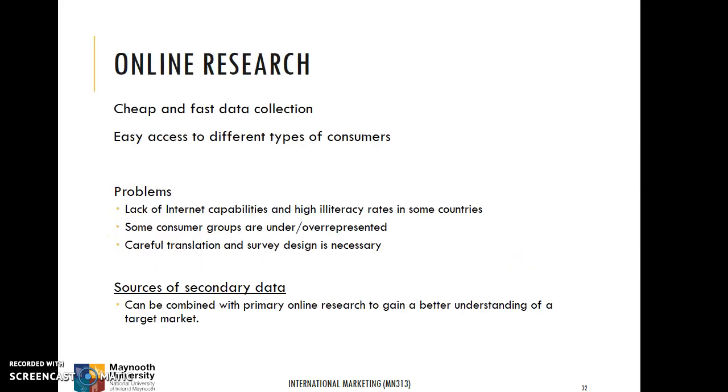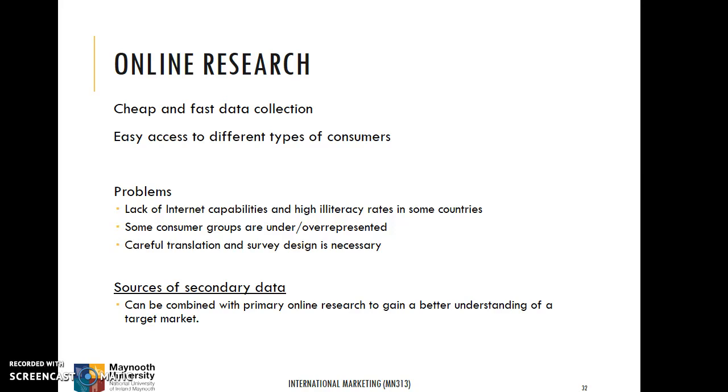Online research has become extremely popular. Maybe you had the opportunity to fill out research online and it's very easy to do. It's cheap, fast data collection, with easy access to different types of consumers of all age ranges, geodemographics, etc. However, there are problems. There is a lack of internet capabilities and high illiteracy rates in some countries. Some consumer groups are naturally under or overrepresented, and careful translation and survey design is extremely important, particularly when it is online, so there's nobody there to explain the full description if there are any queries.